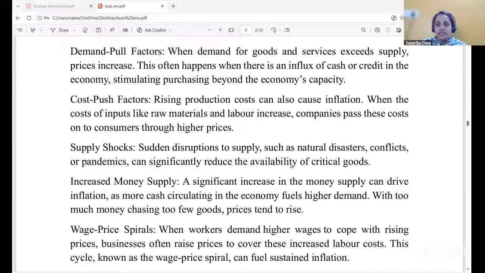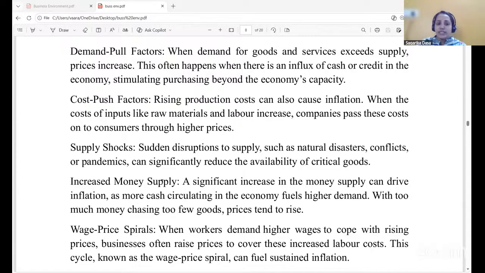As we can see, the rise in the prices of petrol or diesel is because of supply shocks, such as a sudden pandemic. Same thing we saw at the time of the COVID pandemic. The prices of goods increased because there was a shortage of availability of goods and services. This situation we call supply shocks.